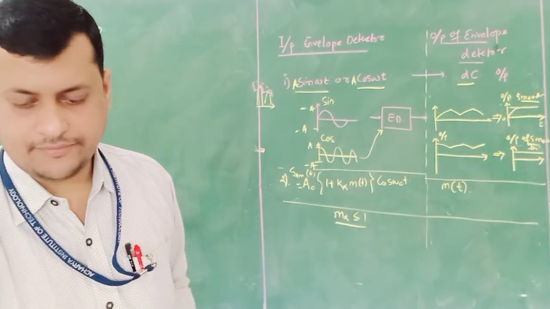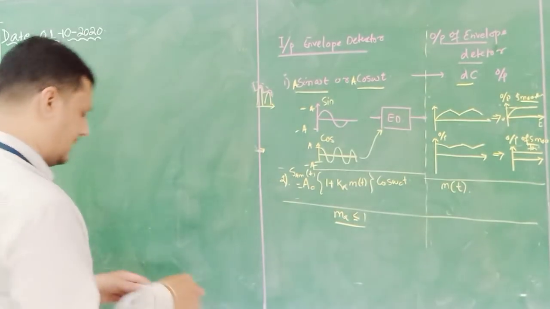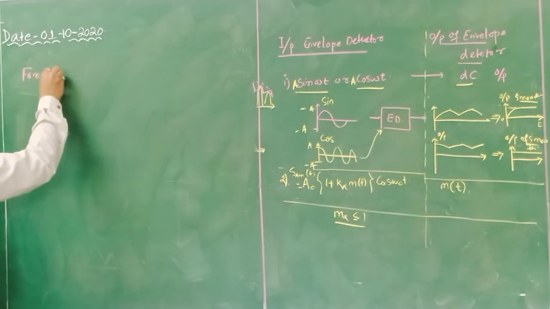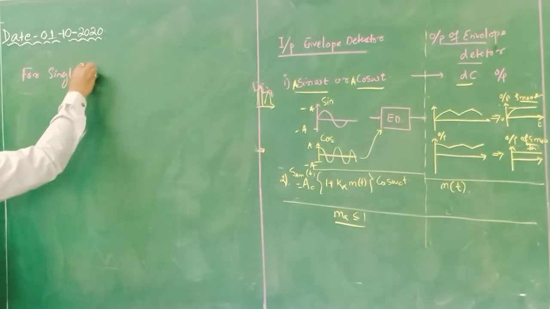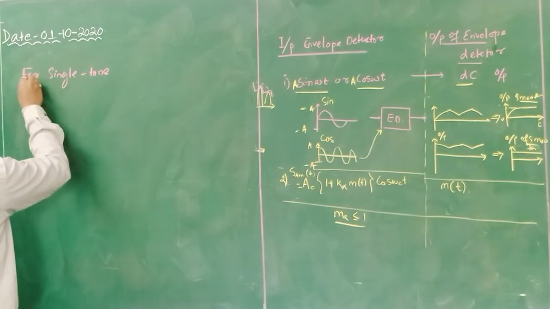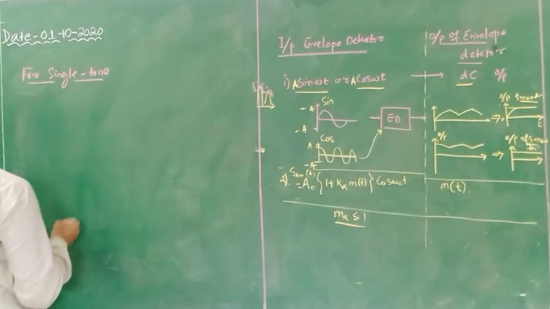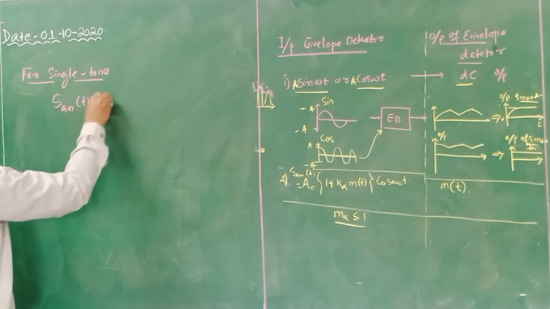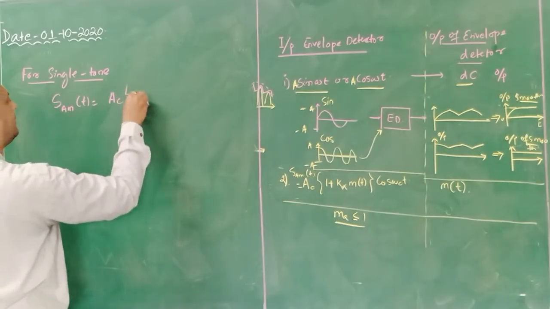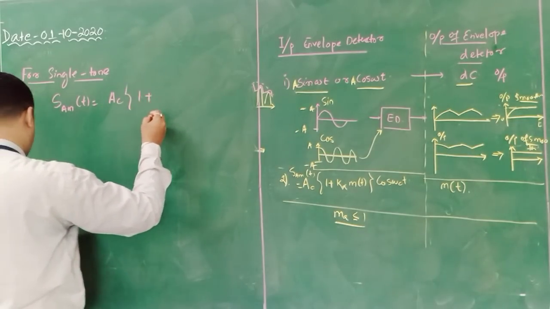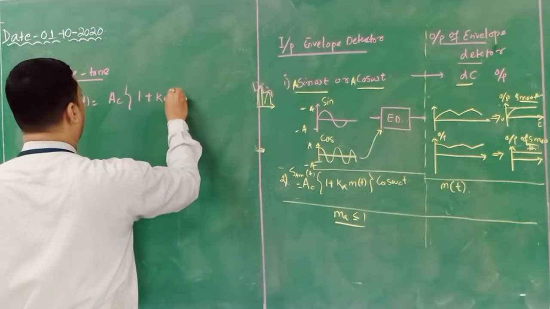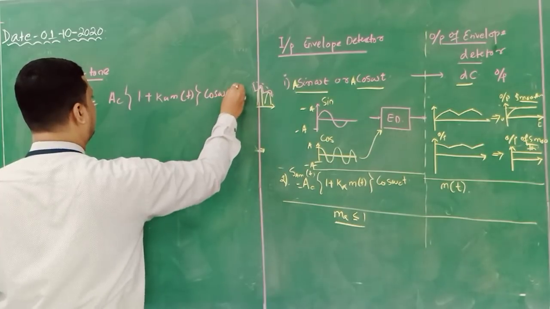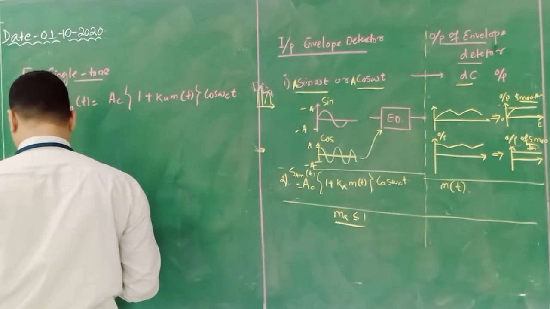It is a small derivation. I will write the derivation for a single tone modulating signal. So my AM signal will be Ac times (1 plus Ka m(t)) times cos omega_c t. So this is the single tone modulated signal.